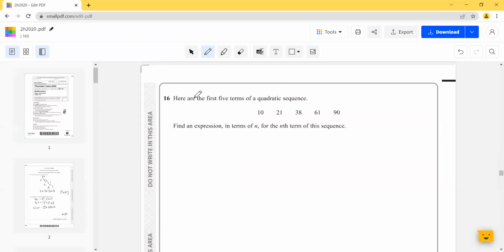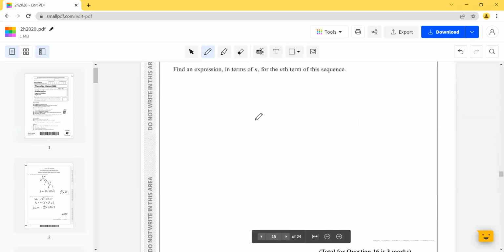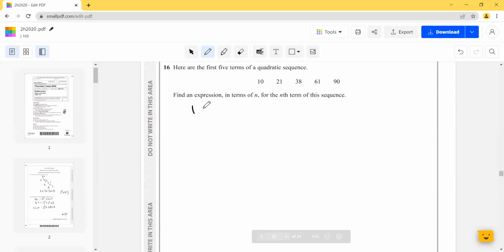Here are the first 5 terms of a quadratic sequence. Find an expression in terms of n for the nth term. Only a few questions left after that. Okay, so I'm going to write out my sequence. So 10, 21, 38, 61, and 90.